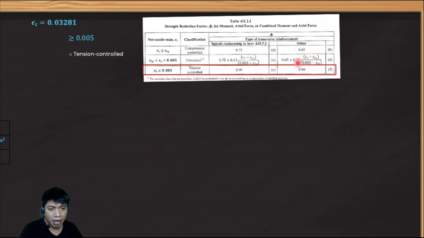Kasi nga, beam naman ito. Kaya hindi spiral iyong ating transverse reinforcement. Nangyayari iyong spiral usually kapag column iyong ating structural member. So, dito tayo. Anyway, 0.9 naman sila pareho. So, kahit maguluhan ka, okay lang. Pero pag transition or compression control, magkakamali ka, di ba? So, ayun, guys, of course, iyong phi natin is 0.9.